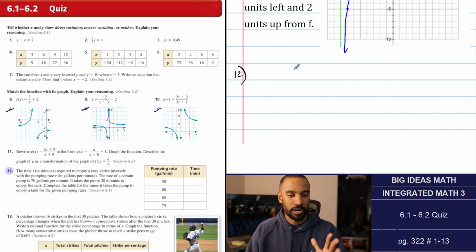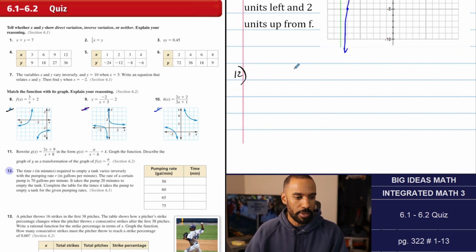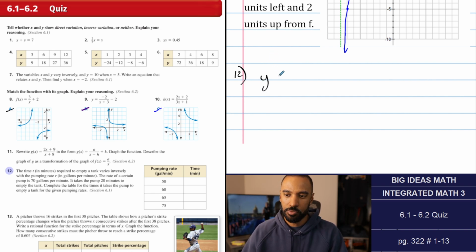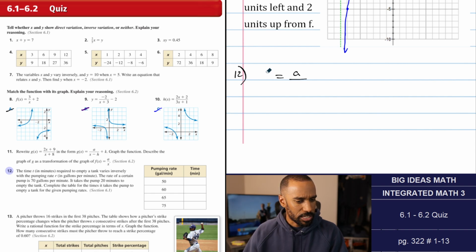So the faster that you have a pumping rate, the less time it takes. The rate of a certain pump is 70 gallons per minute. It takes the pump 20 minutes to empty the tank. So for that speed, we can come up with a constant of variation. Actually, forget that. Let me just write down the numbers. Y is the time. Actually, time varies inversely with rate. I'm going to do it like that.